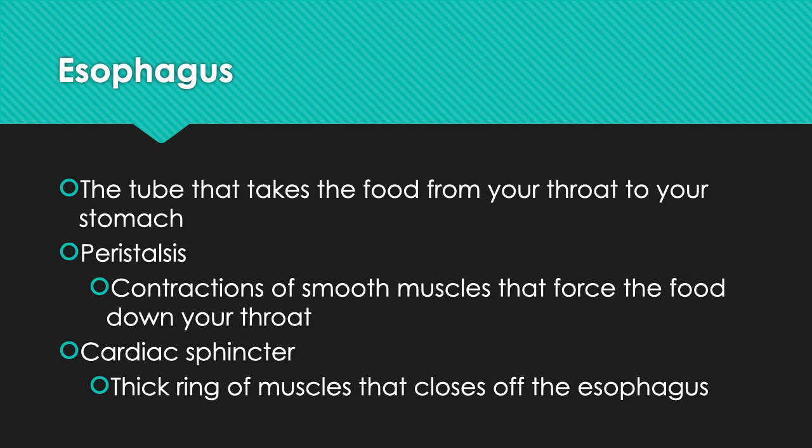Then we get to the esophagus. The esophagus is the tube that takes the food from your throat to your stomach. Peristalsis is the term used for contractions of smooth muscles that force the food down your throat. Okay, so there are muscles that force food down your throat.